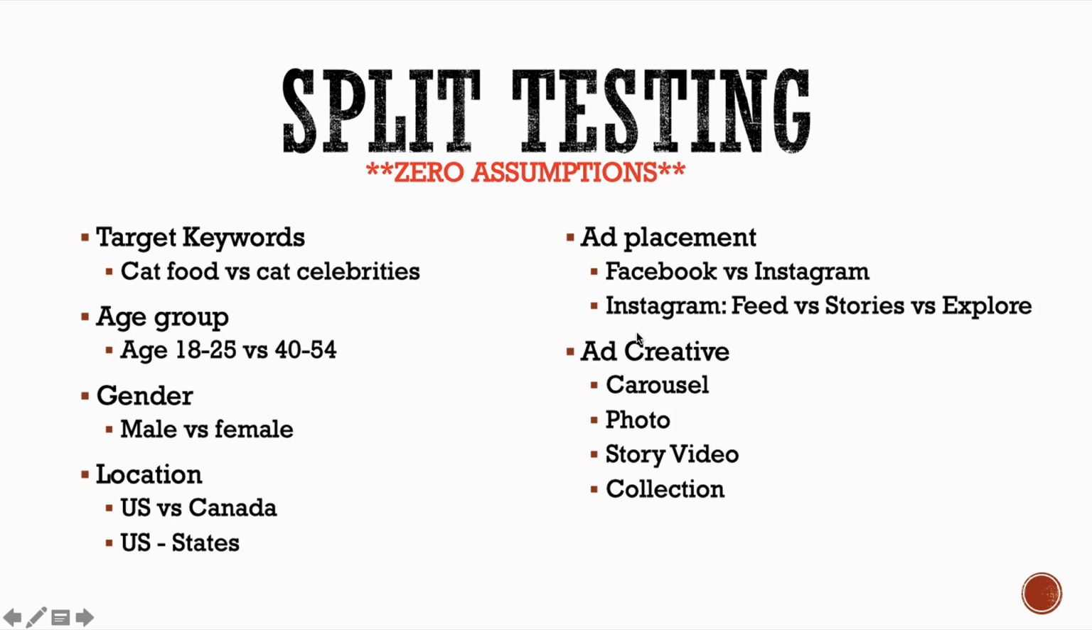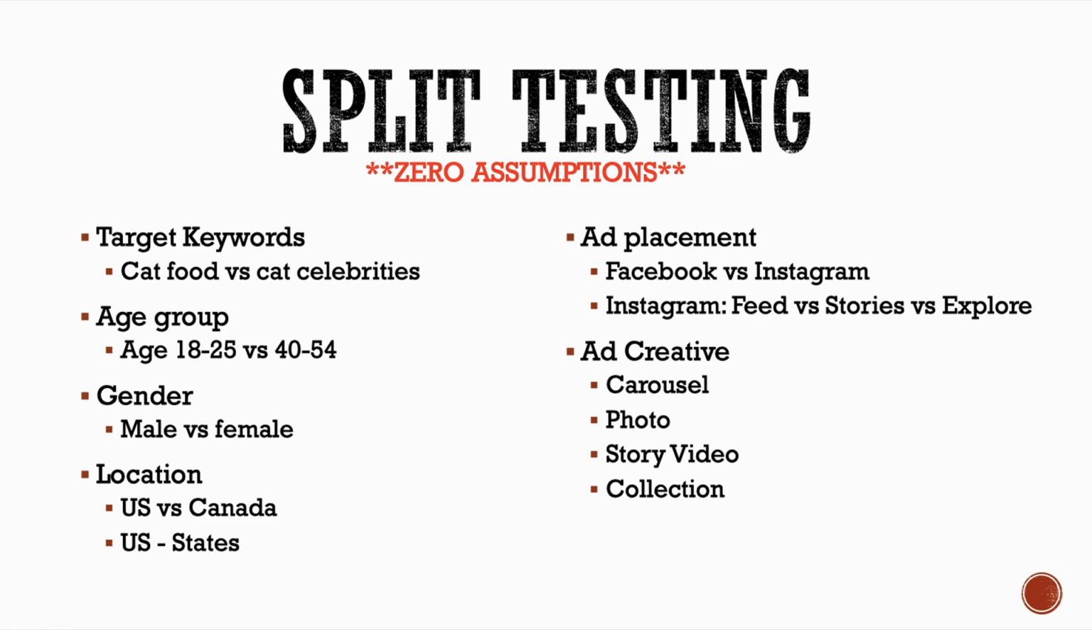Now, the next one is if you're just doing Instagram, you can also split test different placements, whether you are doing the feed versus the story versus the explorer. Now, for the purpose of this video, I will only be doing the feed photo ads and the story video ads, just to show you an example. Maybe if I get enough views or I get enough requests, I might do a part 2 showing you the explorer, but it all just depends if there is demand.